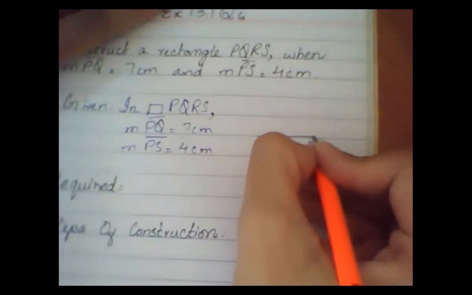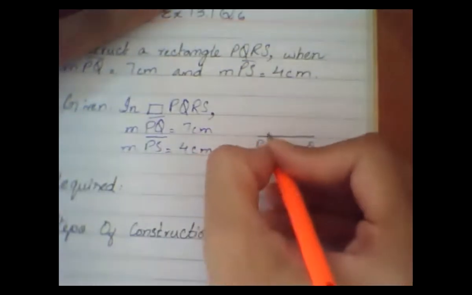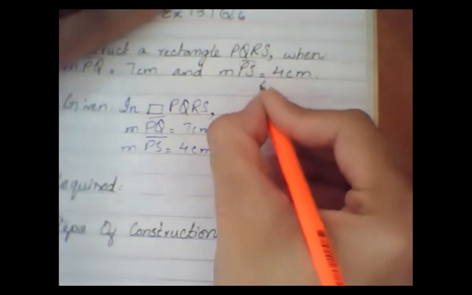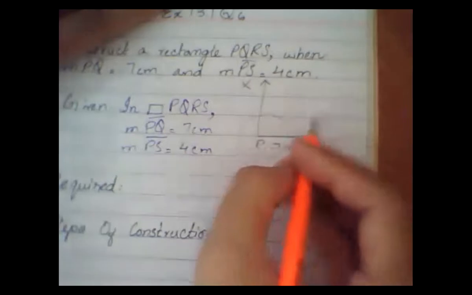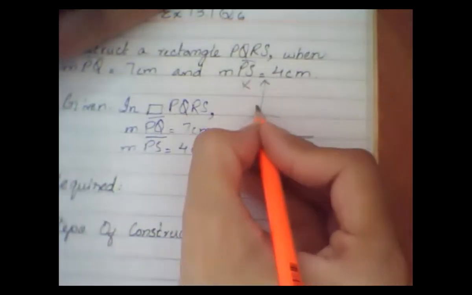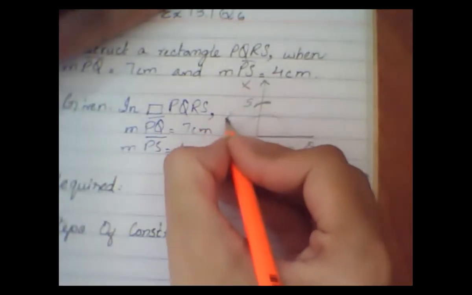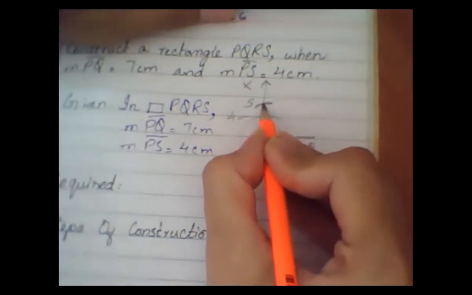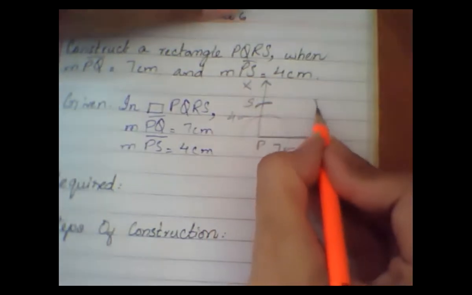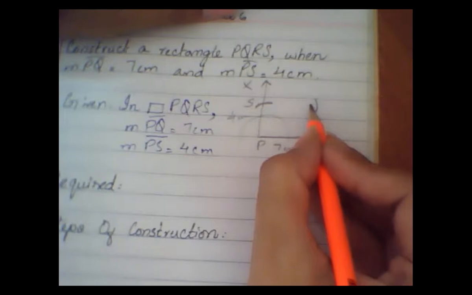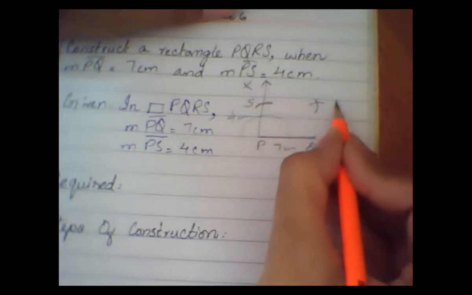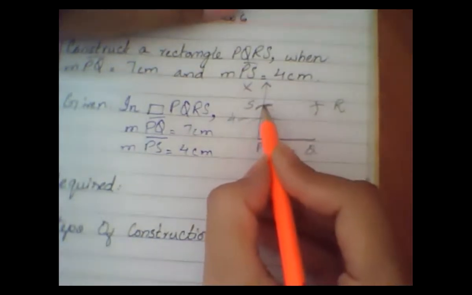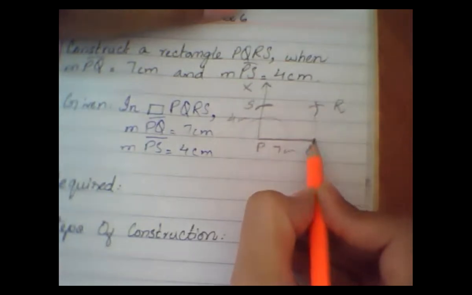Now here PS is given, so I have to draw the semicircle and I have to draw PX over there, right? And from PX I can cut off PS is equal to 4 centimeters, like this. Okay, then with S as center and radius 7 centimeters, draw an arc, and with Q as center and radius 4 centimeters, draw an arc which cuts the previous arc at R, right? Now join S to R and R to Q.